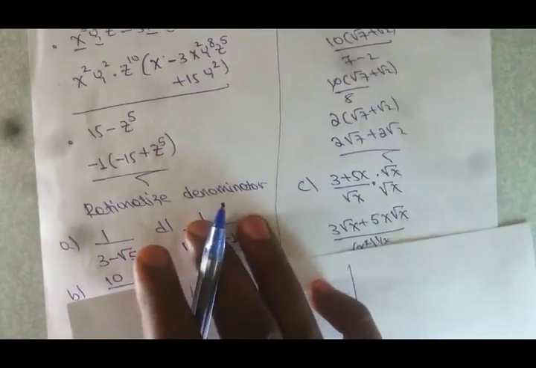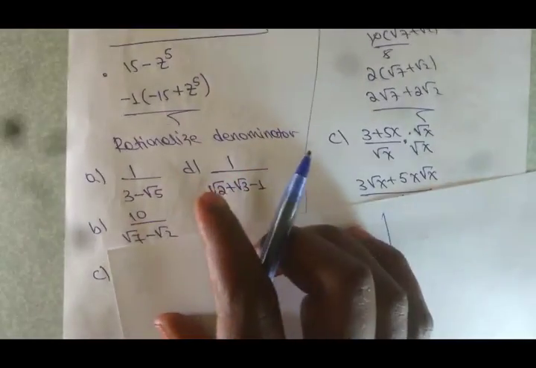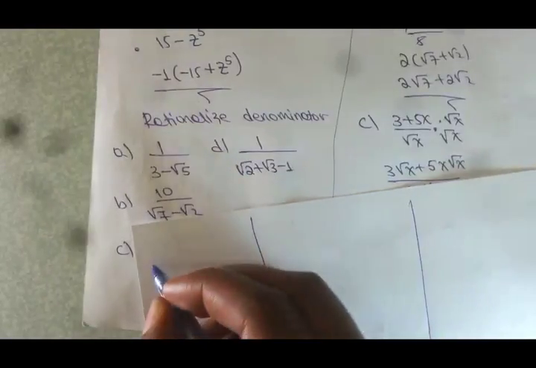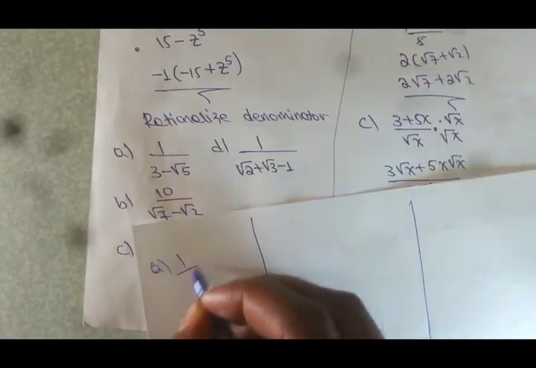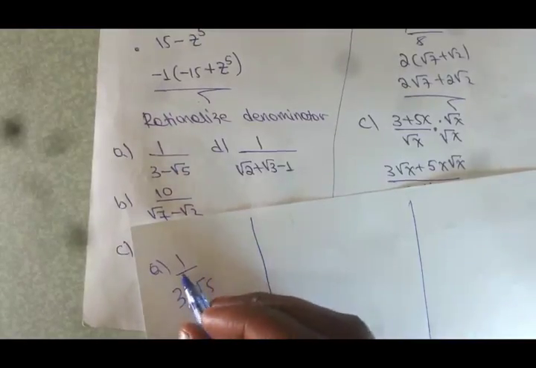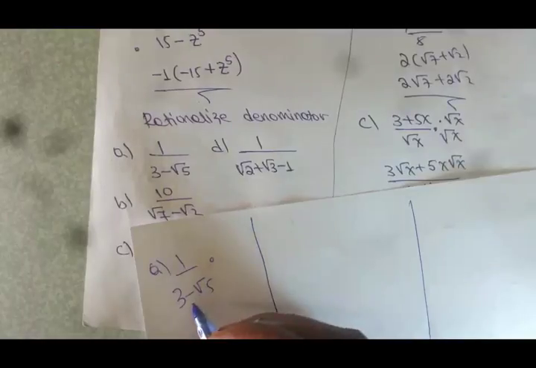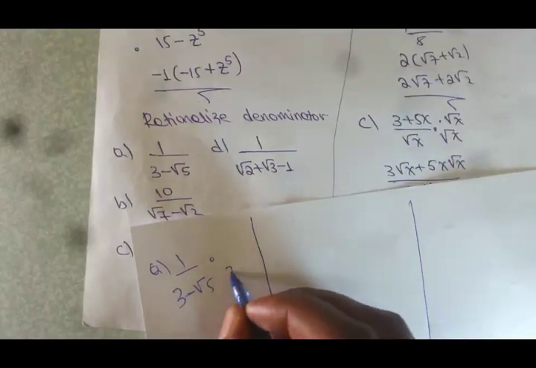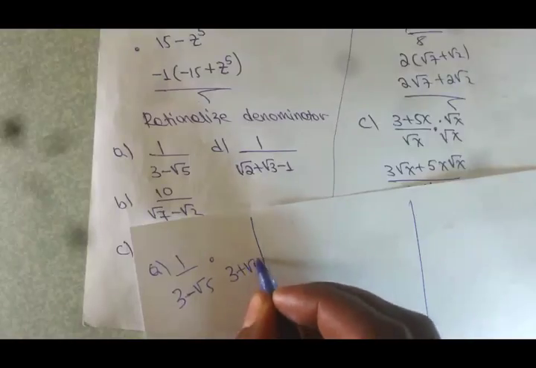Therefore we are going to discuss how to rationalize a denominator. Now let's do some exercises. Example A is 1 over 3 minus root 5. Whenever you want to rationalize this, you have to multiply by the negative of this value. Therefore 3 plus root 5.